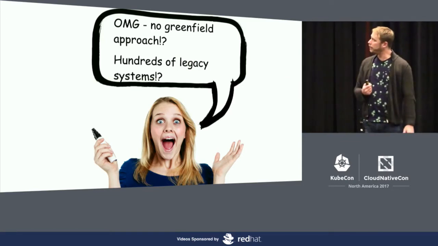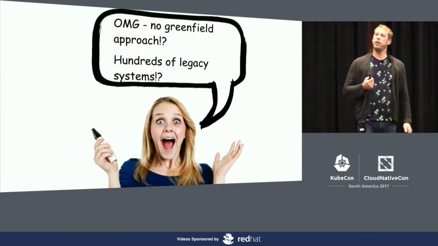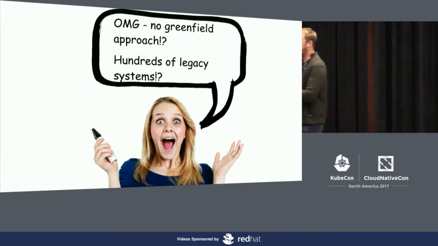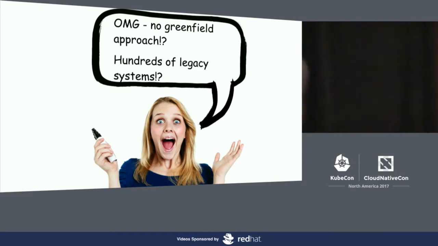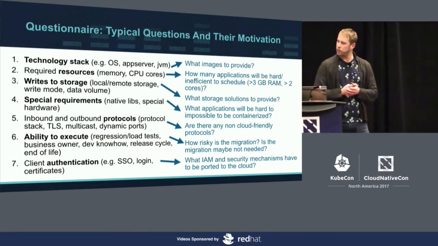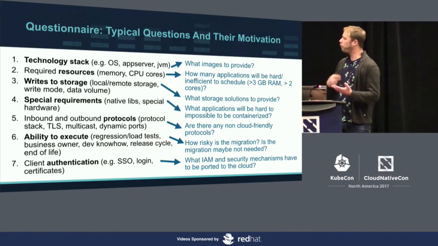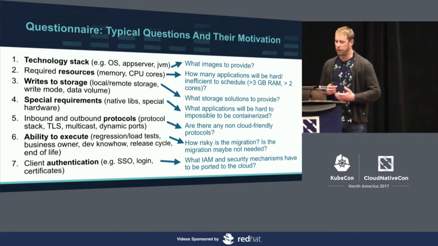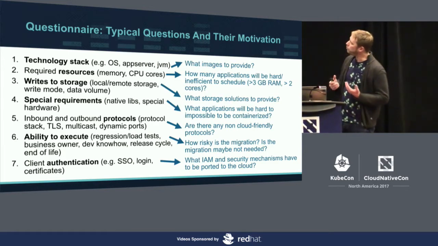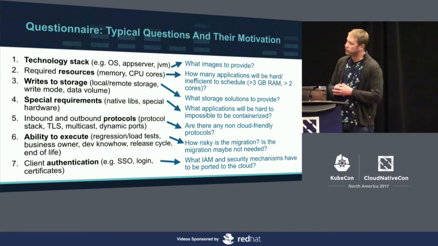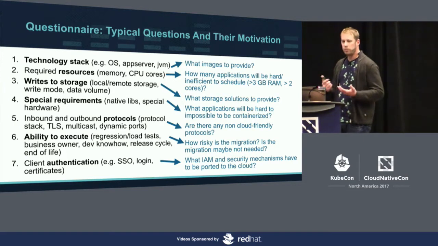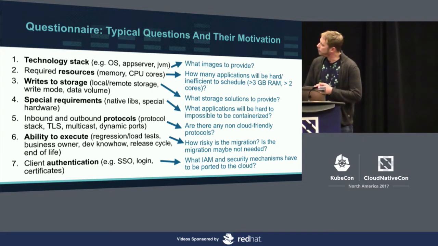There are a lot of existing legacy applications, and we knew quite nothing about those applications we had to migrate. So our first task was to gain visibility here. We started by sending out questionnaires to all relevant applications to gain first feedback on our fundamental questions, like what technology stack they use. For us, it was important what images we should provide, and what the required resources and the required amount of resources are, to answer how many applications will be hard to schedule on Kubernetes nodes.